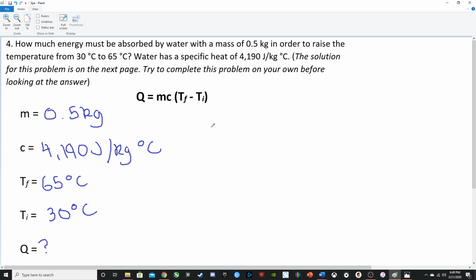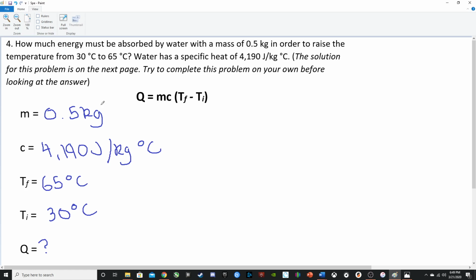So that is the very first thing you should do every single time when solving these problems, especially because if you think about it, there are 5 variables in this problem. There is Q, which is heat, there's mass, there's specific heat, and there are 2 different temperature values. So it is very good to keep you from getting distracted or maybe messed up a little bit.